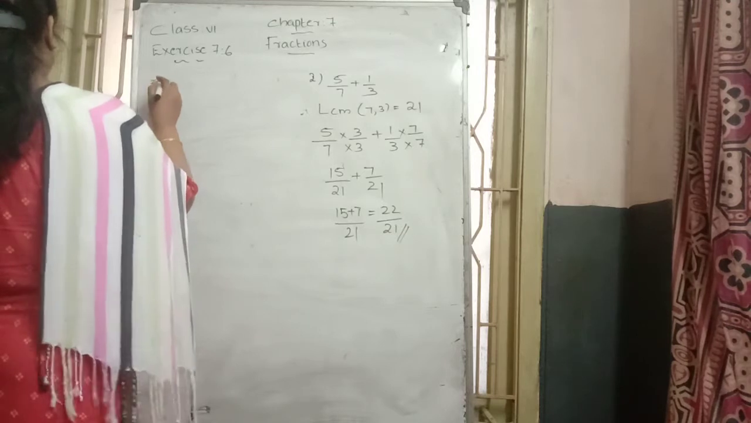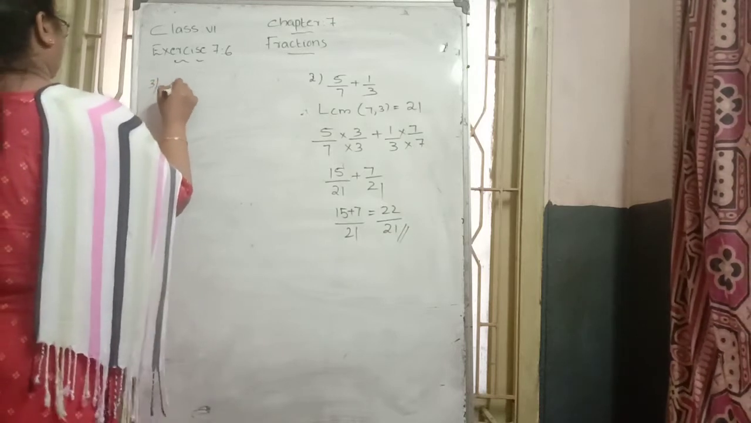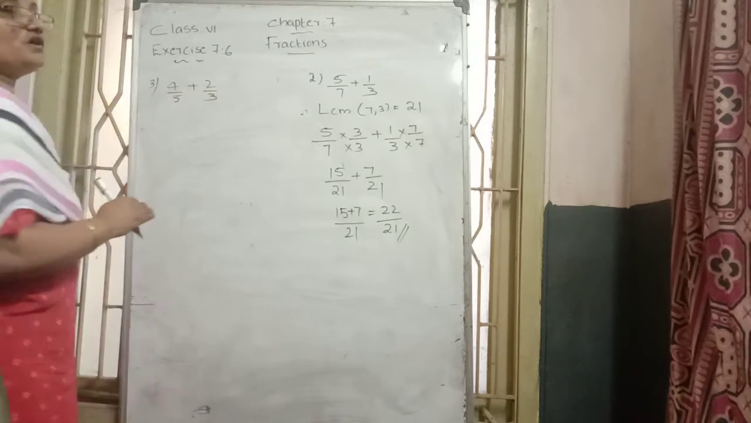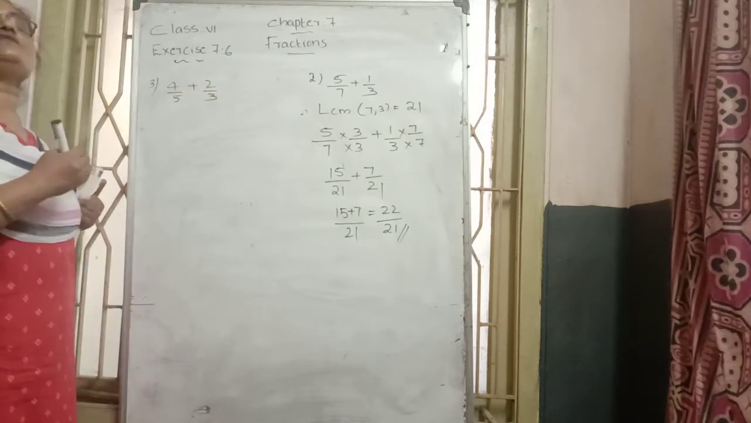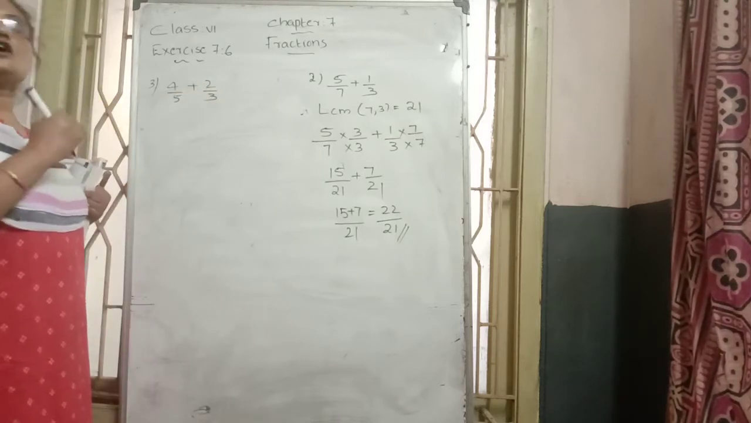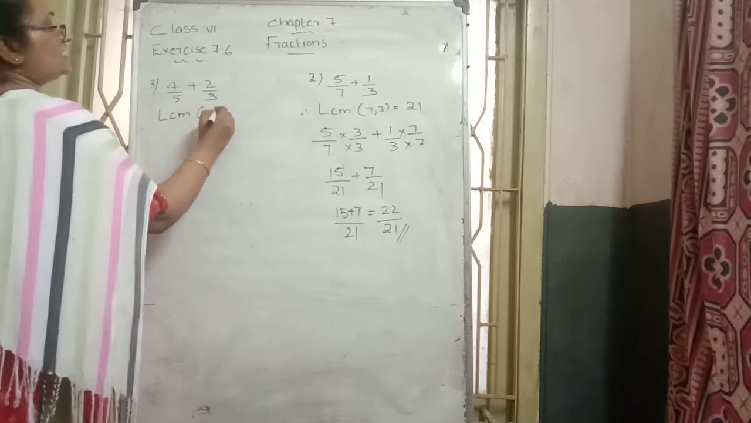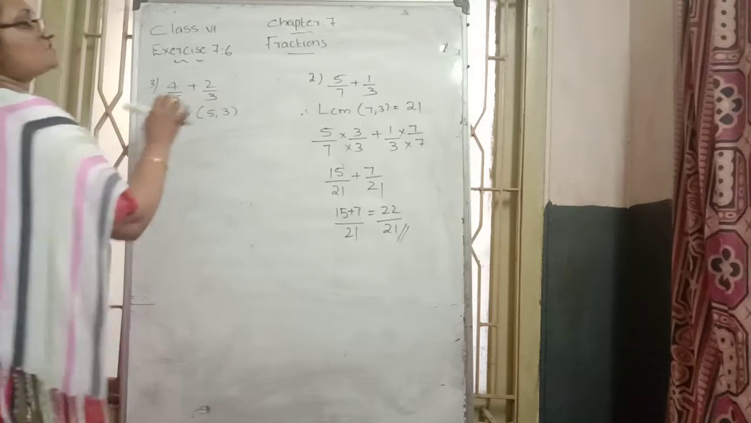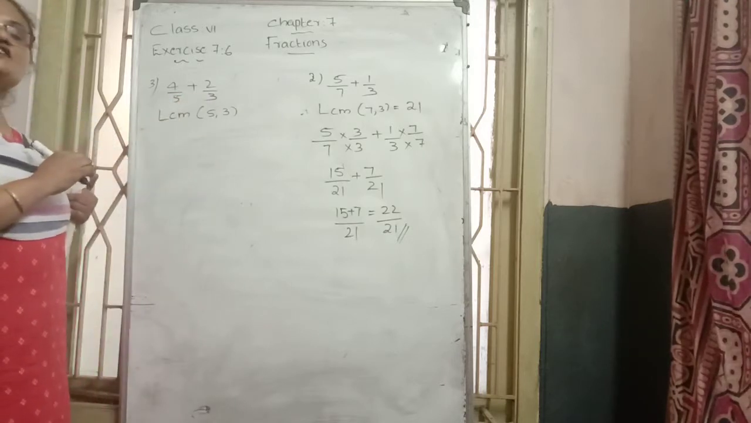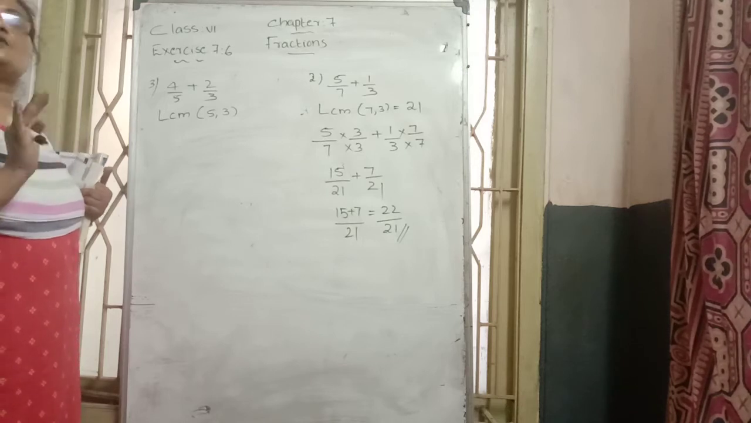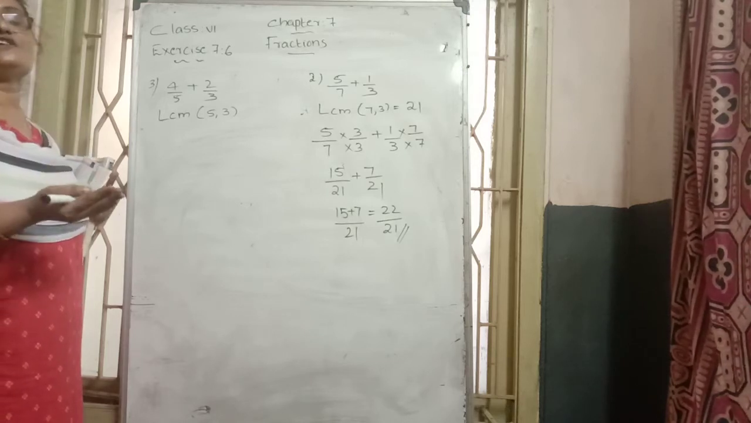Here we take 4/5 + 2/3. In this question also we have different denominators, and we want to make them the same denominator. How? Take the LCM of the denominators. Which are the denominators? 5 and 3. Take the LCM of the denominators. 5 and 3 are both prime numbers, so we can directly multiply.